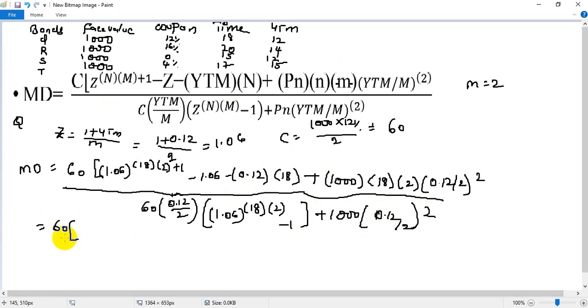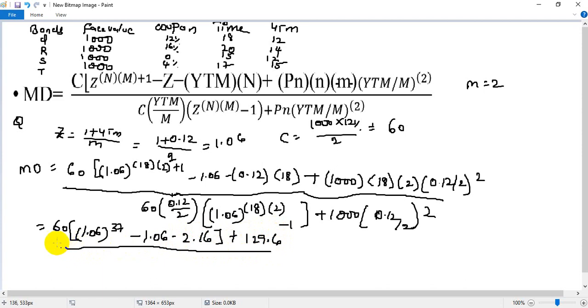60 into, if you calculate 1.06 power 36, 18 into 2 is 36, plus 1, 37, minus 1.06, minus, if you calculate 0.12 into 18, it will be 2.16, plus, if you calculate this, 1000 into 18 into 2 into 0.12 divided by 2, you will get 129.6.